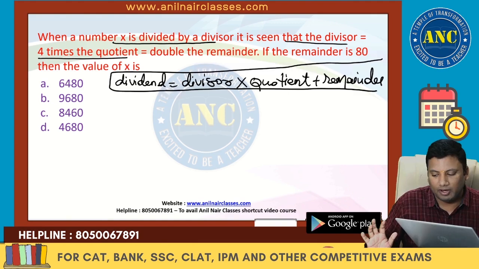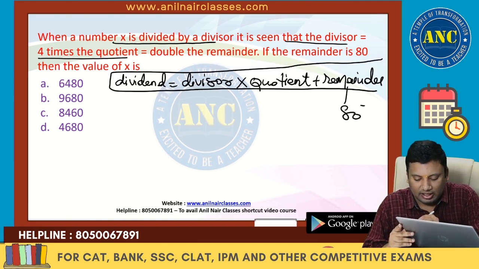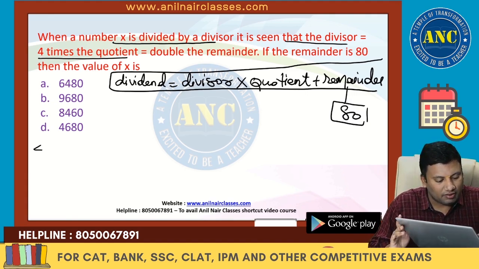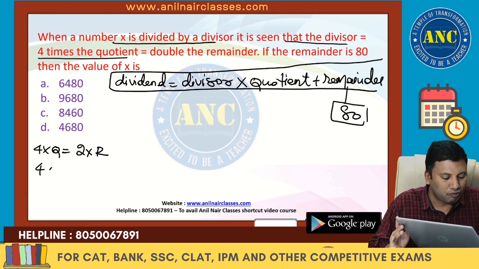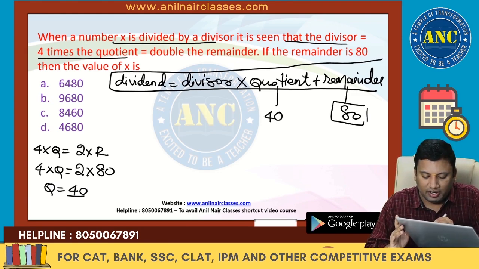Now, one by one, we will go with the logic. Remainder is 80. What is the next one? 4 times the quotient is 2 times the remainder. So 4 times the quotient is nothing but 2 times 80. So quotient is nothing but 40.